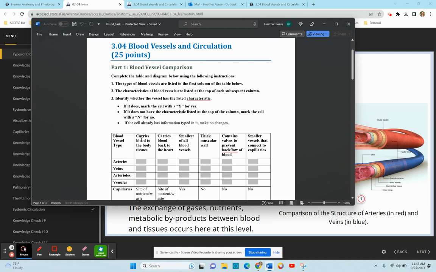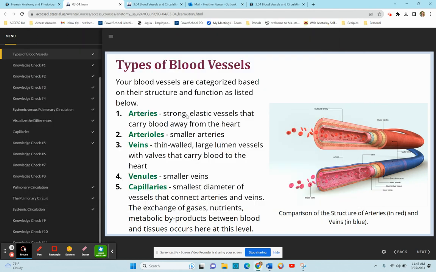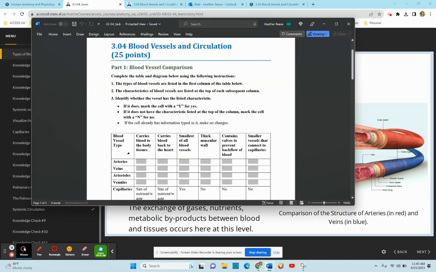That can be a little confusing because they rearrange the wording. What that means is away from the heart. So when blood is carried away from the heart, it ends up in your body tissues. So I go back to arteries. Arteries are vessels that carry blood away from the heart. So for that first little box there, it won't let me edit it, but you would put yes. Okay, so yes would go there.